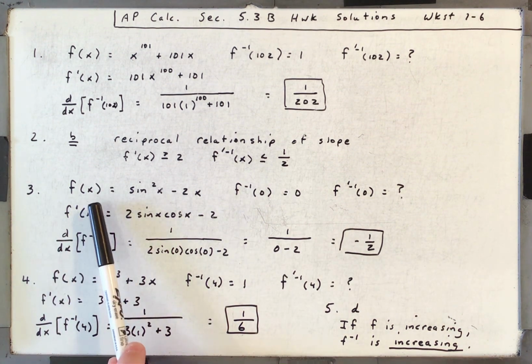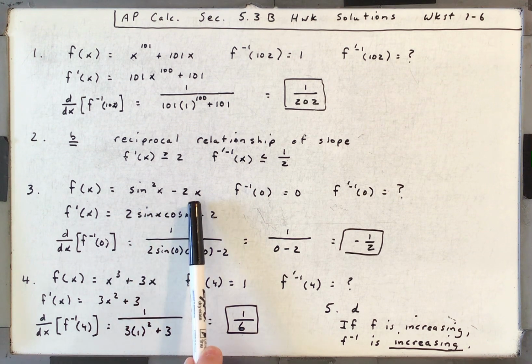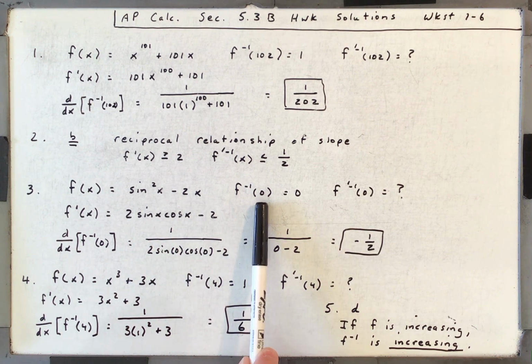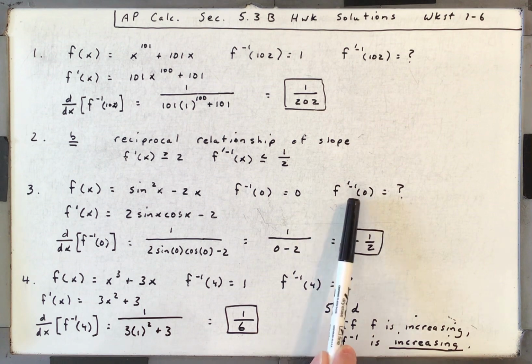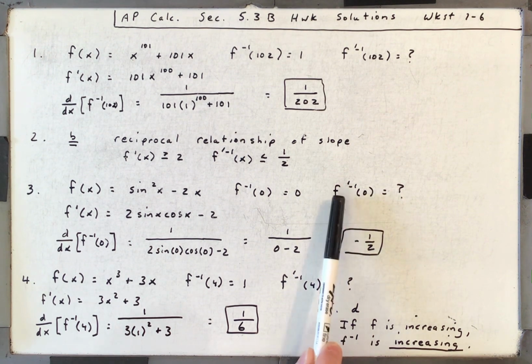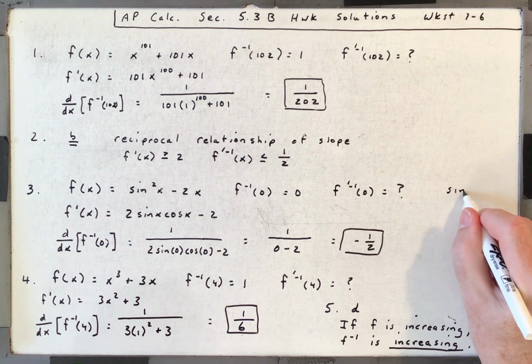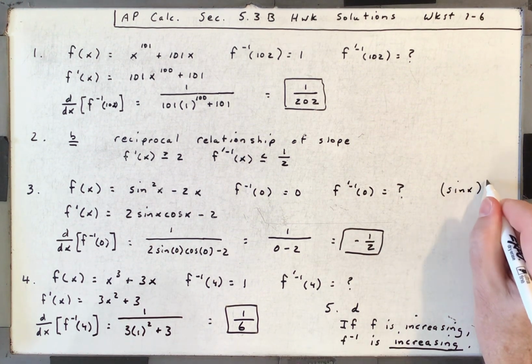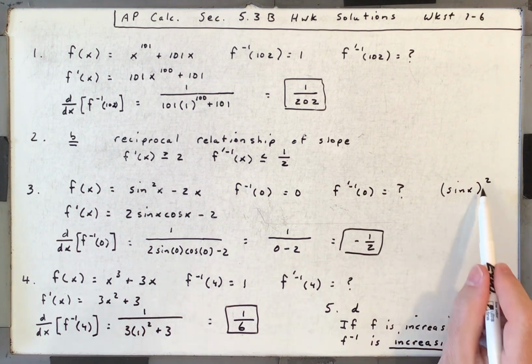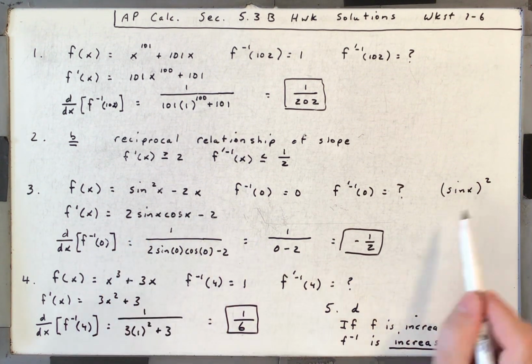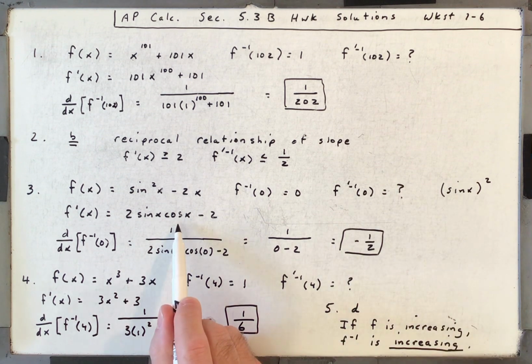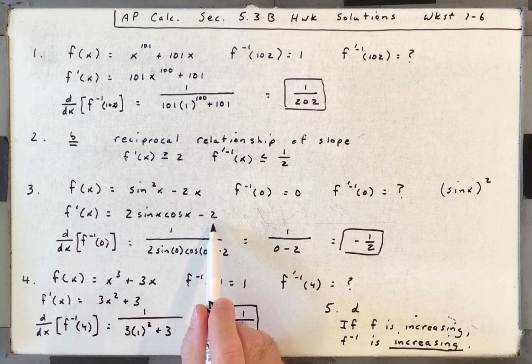Number 3, we have f of x is sine squared x minus 2x. The value of the inverse at 0 is 0, so we want to know the value of the derivative of the inverse at 0. So the derivative of sine squared x minus 2x. Remember, sine squared x is the same as sine x all squared. So that's a chain rule. Take the derivative of that, 2 sine x, times the derivative of sine x, which is cosine x, minus 2.